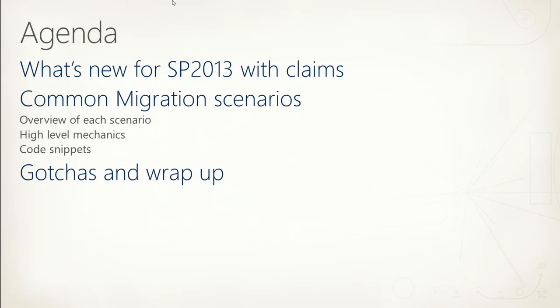How we're going to do it, we're going to walk through. We're going to show you a little bit about what's new for claims in 2013. We'll talk you through the common migration scenarios, and that's going to help you on your roadmap of which particular types of migration you're actually going to be doing. And then towards the end, we've got some gotchas and some wrap-up. Along the way, we also have some demos that we're going to show you.